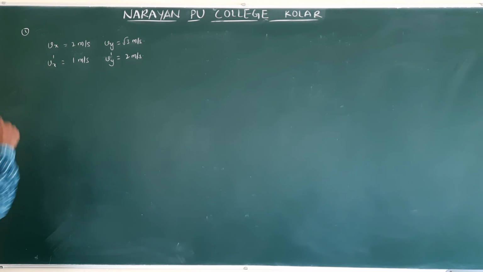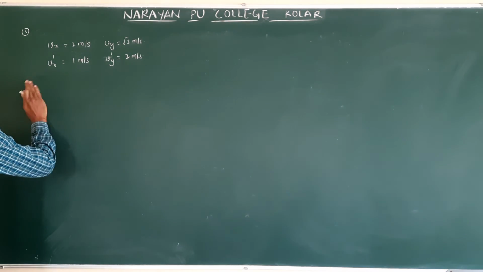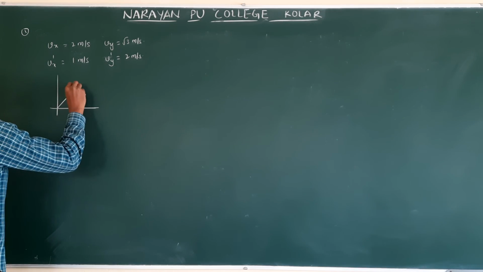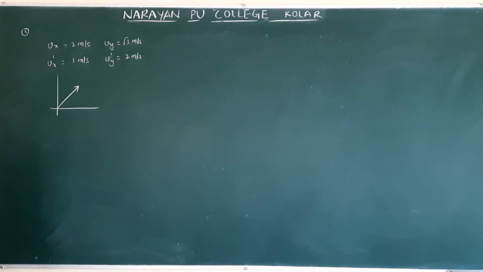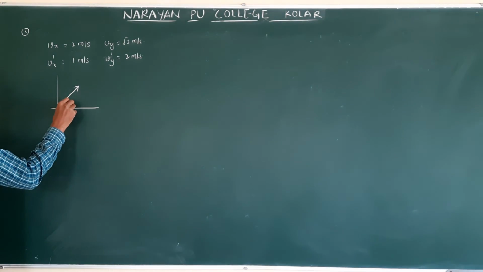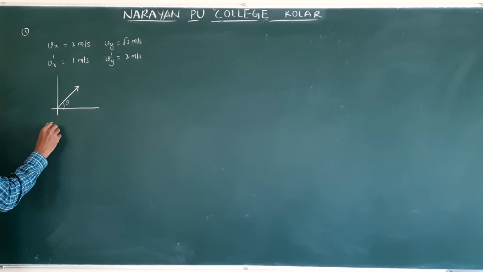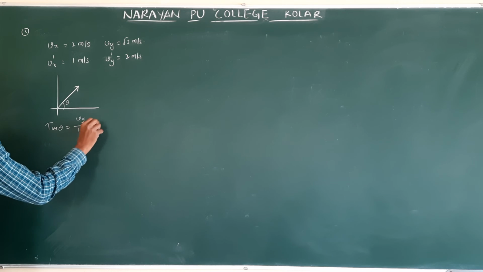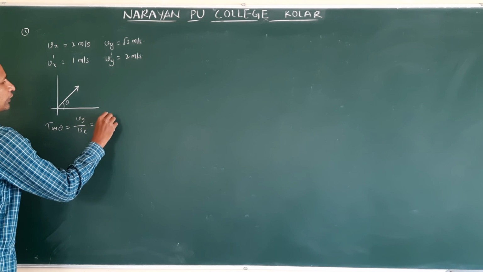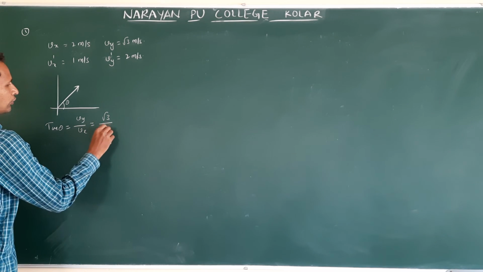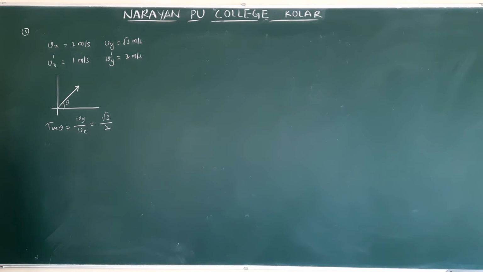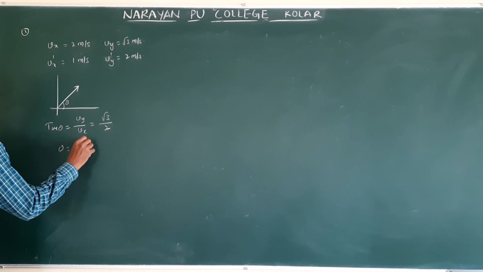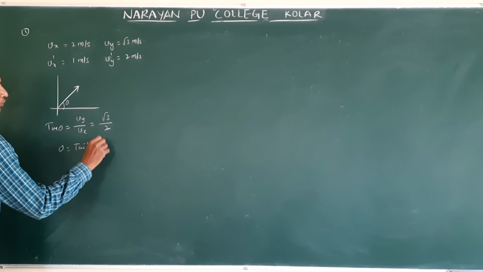Then how do you calculate the first ball's angle? You just take it like this. If they start like this, clear? This is the first one. You take it as theta. Okay, tan theta for the first ball. Tan theta is equal to what? Vy by Vx. Vy is root 3 by 2. Clear? So theta is equal to tan inverse of root 3 by 2.